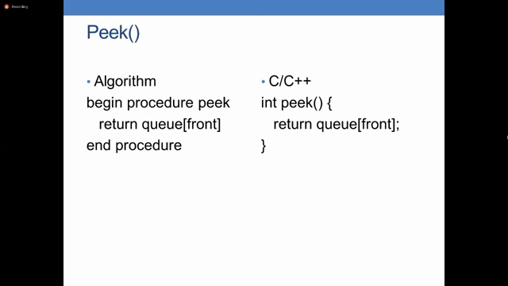Then we can write algorithms for peek. The algorithm is: begin procedure peek, return queue front. Peek always returns the front element. Then end procedure. Using C and C++ also you can write a function for peek.